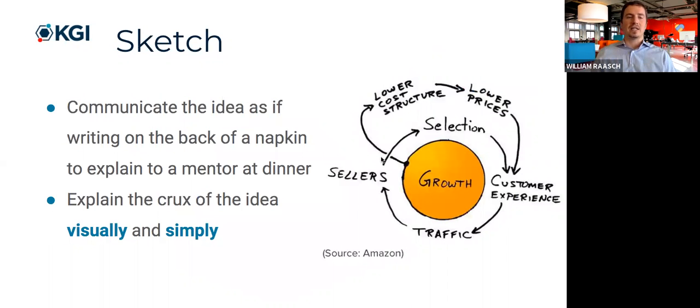Okay, so the sketch is basically just how to communicate the idea as if you were trying to explain it to a friend or an investor at a dinner meeting and you were writing it on the back of a napkin. You're basically just trying to explain the crux of the idea in a visual manner, but also in a very simple manner. This is not the napkin, but this was what Jeff Bezos drew when he was trying to explain Amazon to some investors. His very first money that he got, there was no product or prototype. It was just explaining how selling books online could lead to a better customer experience and therefore growth.